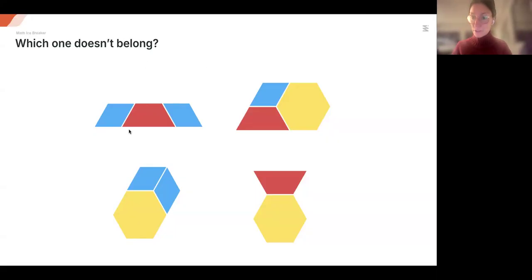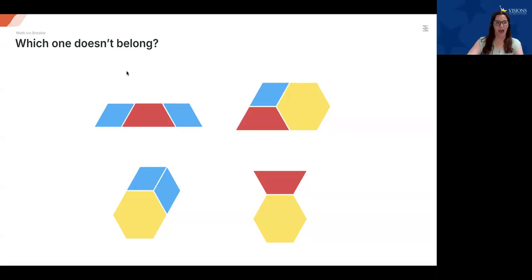So now, what do we do? You need to have different arguments. How do we come to an agreement? Does anybody else have a different opinion from what Jocelyn and Taylor said? We've got bottom right and top left. Does anybody have a different opinion? Okay. I'm going to say that the top left doesn't belong because all of the shapes in the top left have the same number of sides, and the other three have different numbers of sides.